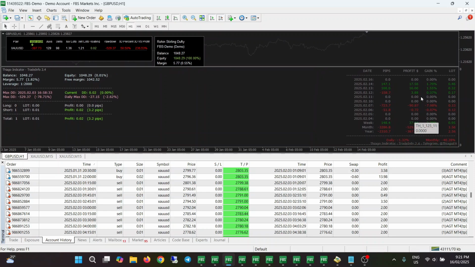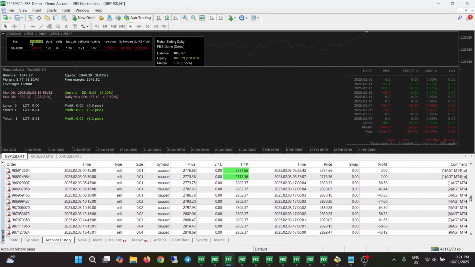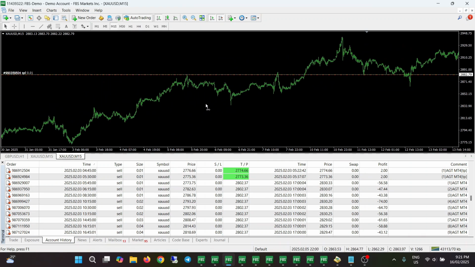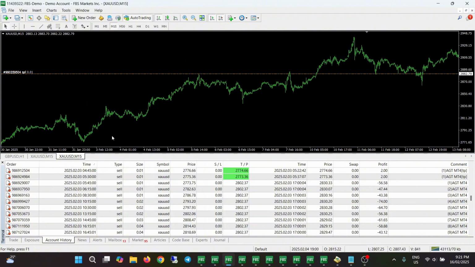So we lost 529 for the month. We had that blow-up, and I had it here. That happened on the 3rd of this month, which I had back here. So the 3rd of Feb. I think it happened in this little section here, which is quite interesting.